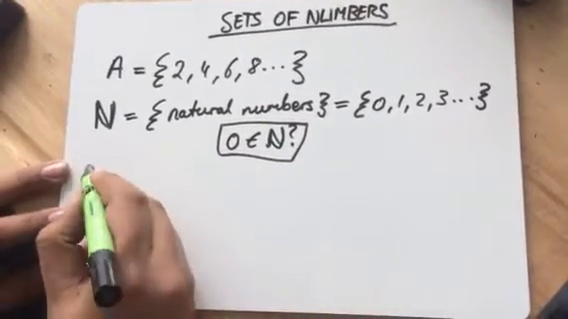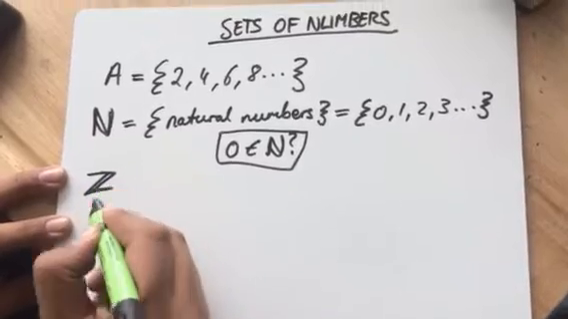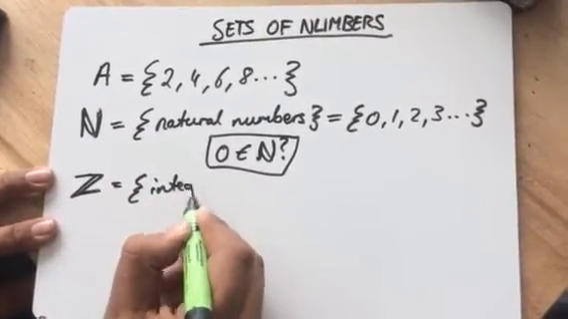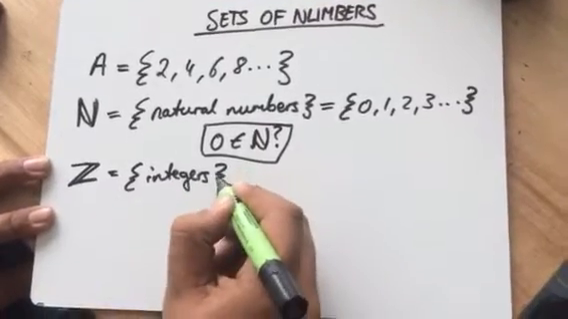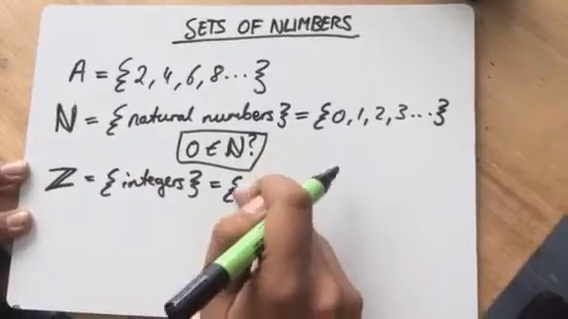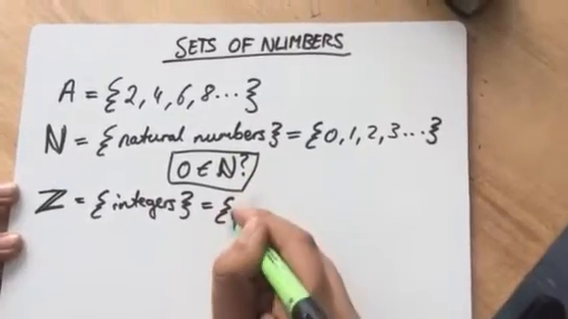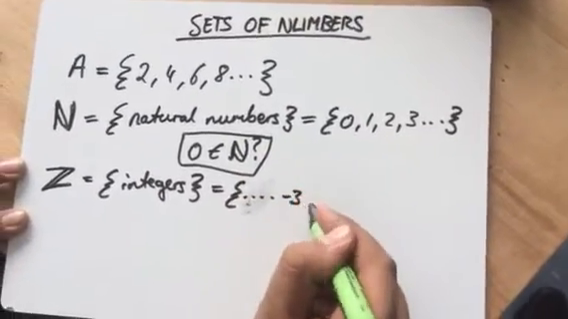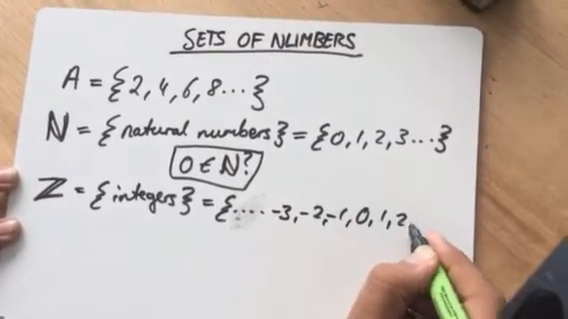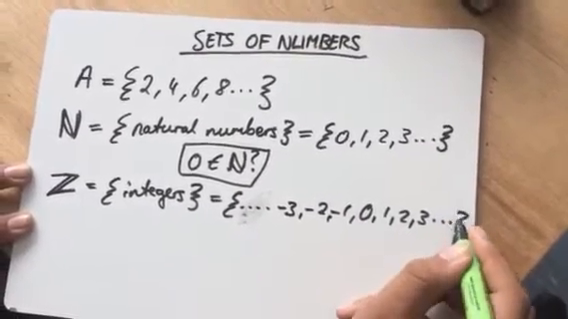The next set you're likely to come across is the set of integers. These are all whole numbers. So that means these are negative whole numbers, positive whole numbers, and 0. So that is from negative infinity, 0, up to positive infinity.